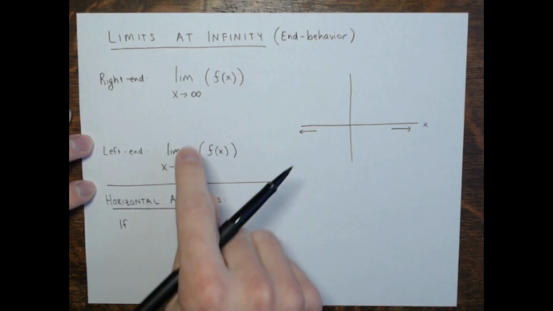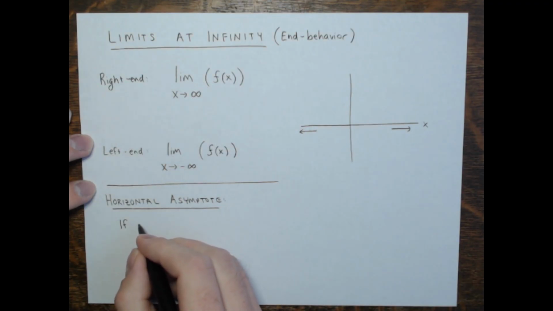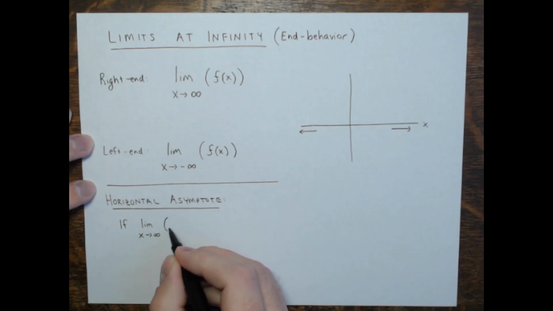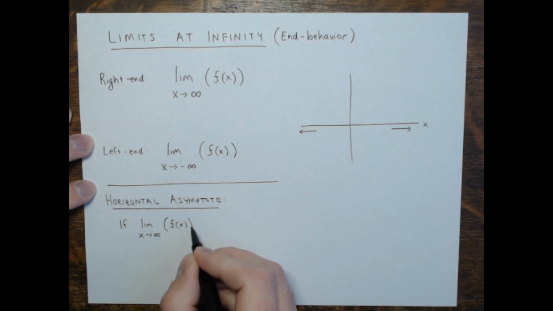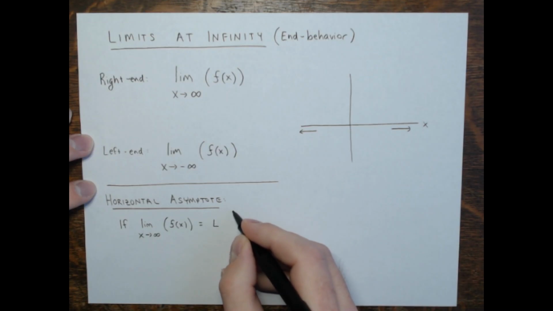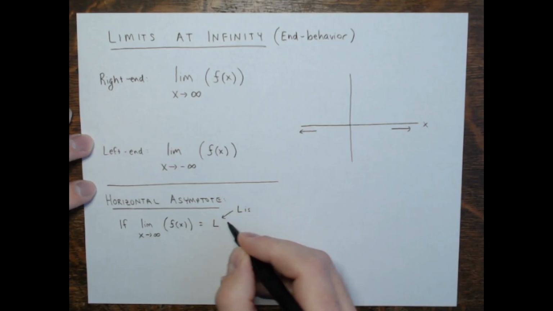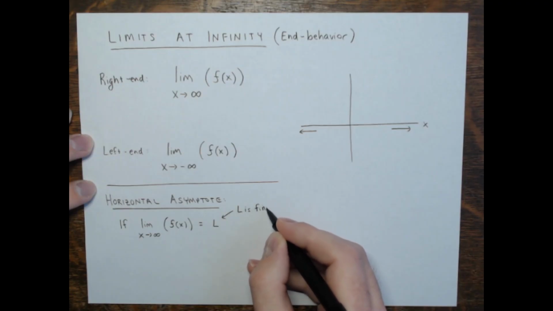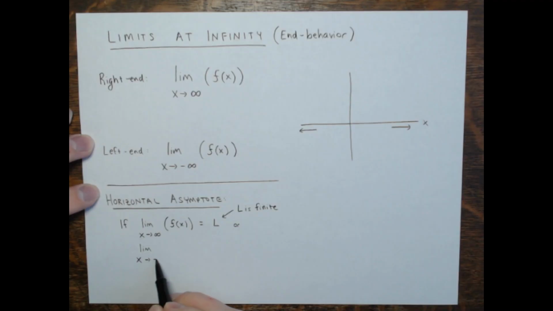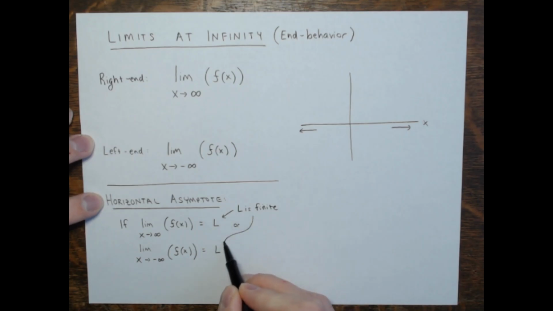So if one of these limits, either the limit as x approaches positive infinity of your function is finite, so let's say L here, where L is not infinite, or again, either one, if the right end is approaching some value, or the left end, say the limit as x approaches negative infinity of f of x is also some finite value.